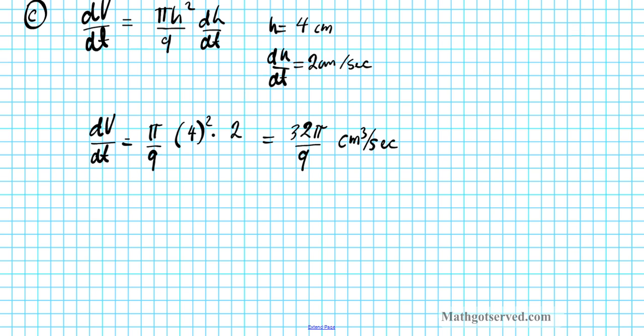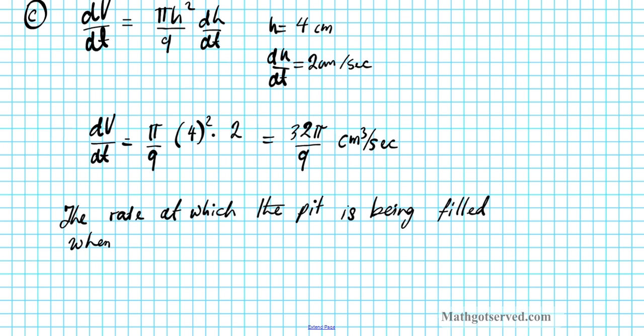So what does this answer mean? This answer means that the rate at which the pit is being filled when the height is 4 centimeters is 32 pi over 9 centimeter cubed per second. Okay, so there you have it.